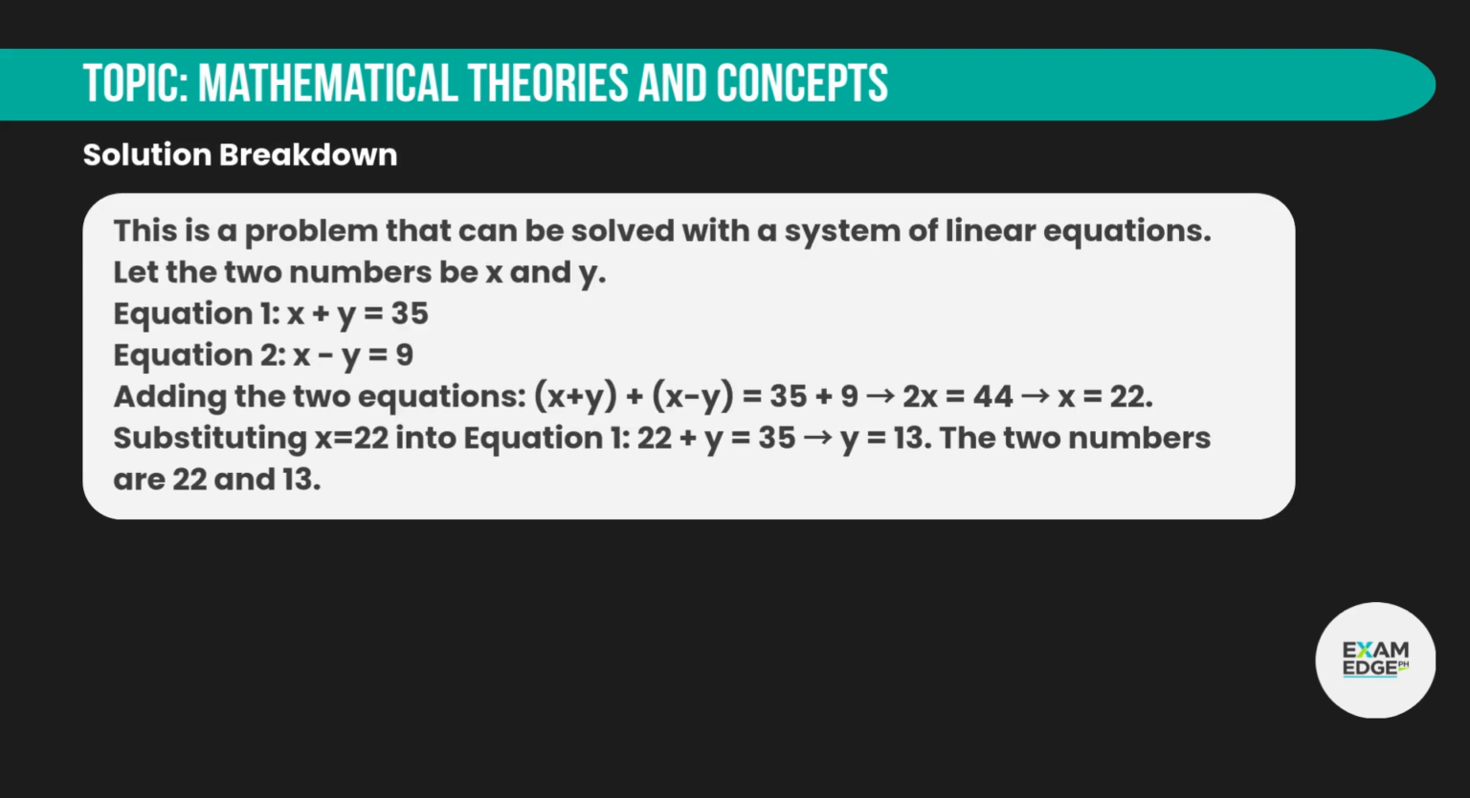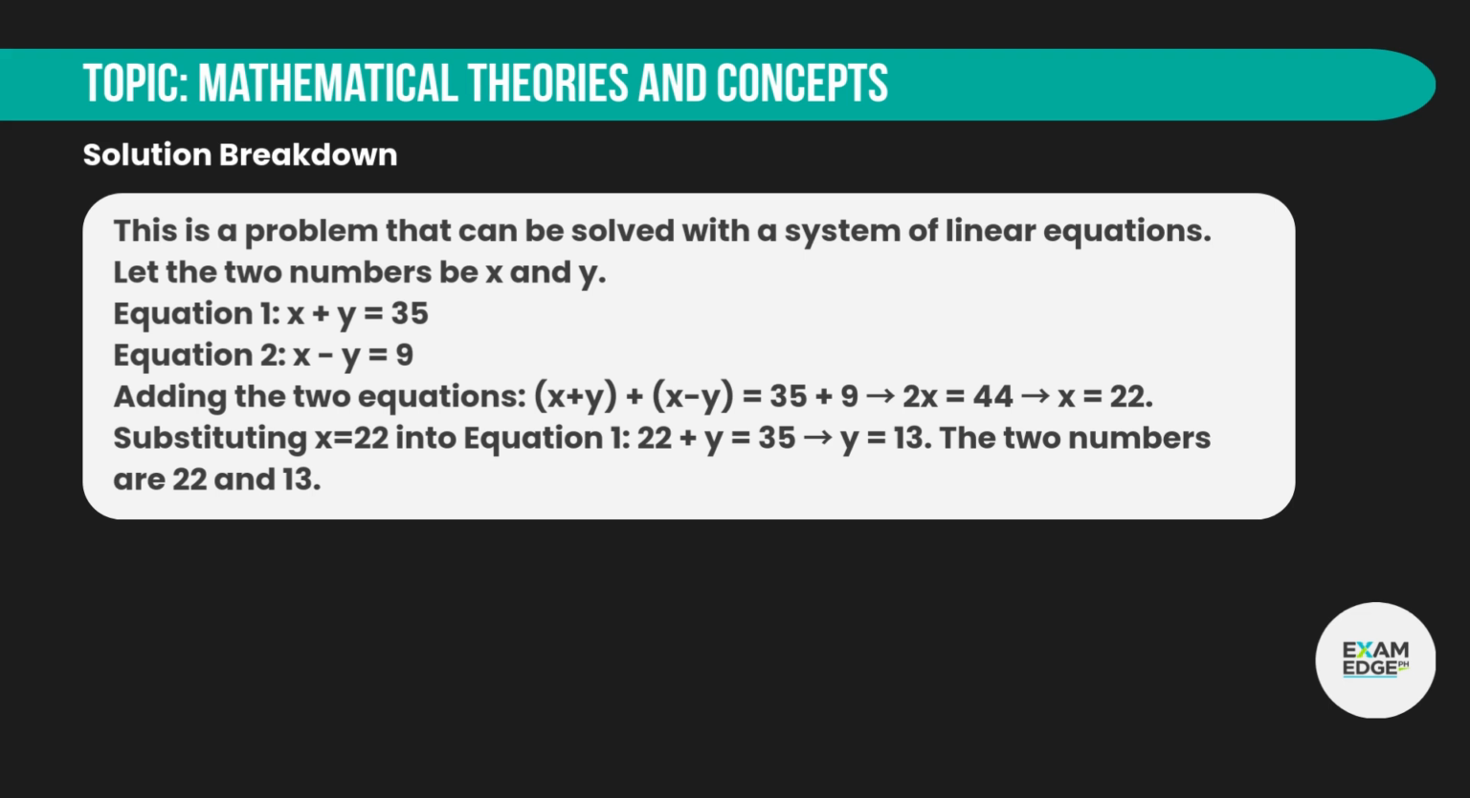Solution breakdown. This is a problem that can be solved with a system of linear equations. Let the two numbers be x and y. Equation 1: x plus y equals 35. Equation 2: x minus y equals 9. Adding the two equations, x plus y plus x minus y equals 35 plus 9.